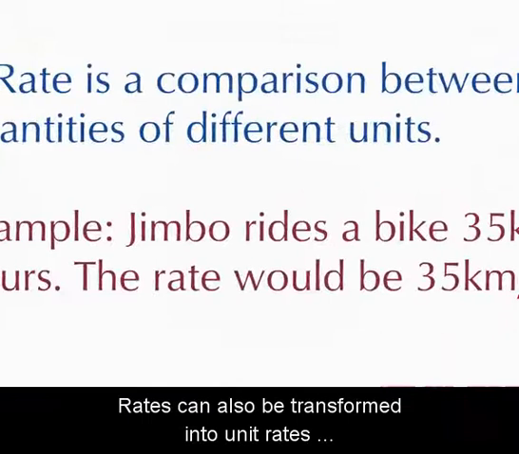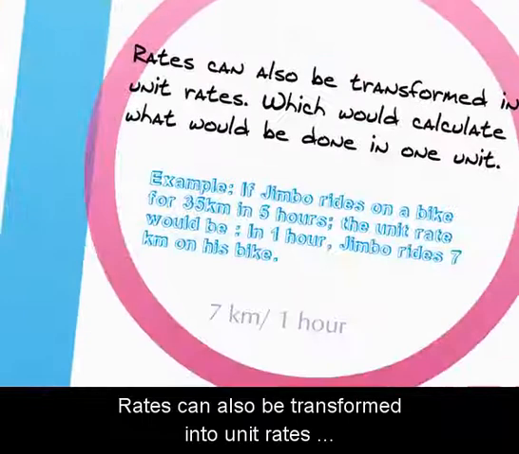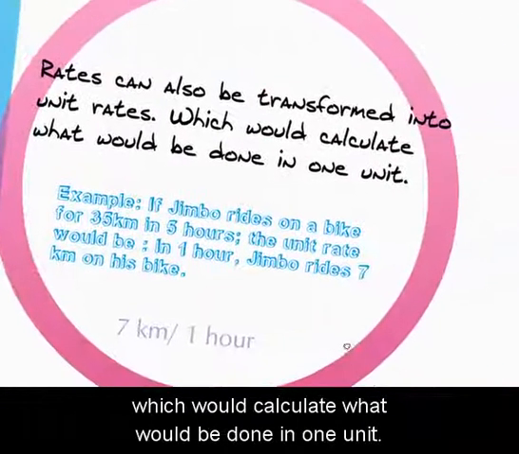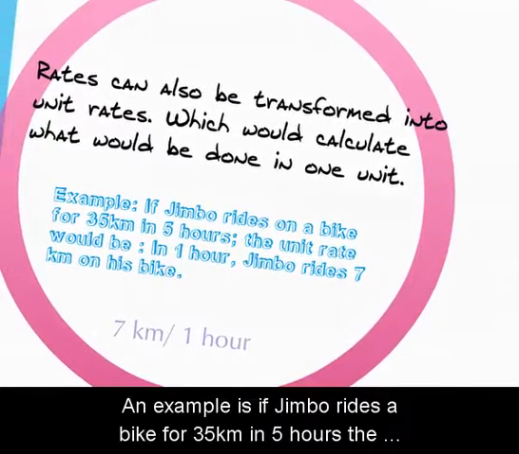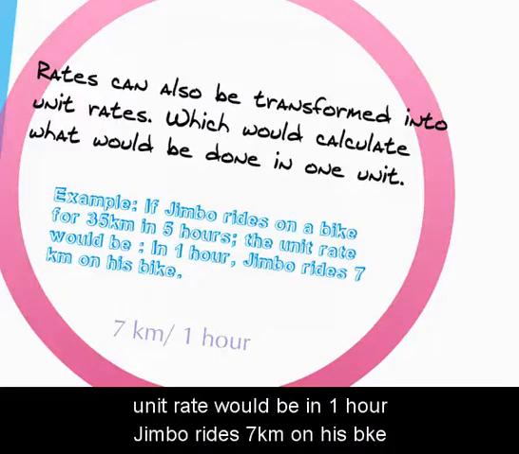Rates can also be transformed into unit rates, which would calculate what would be done in 1 unit. An example is if Jimbo rides a bike for 35 kilometers in 5 hours, the unit rate would be in 1 hour, Jimbo rides 7 kilometers on his bike.